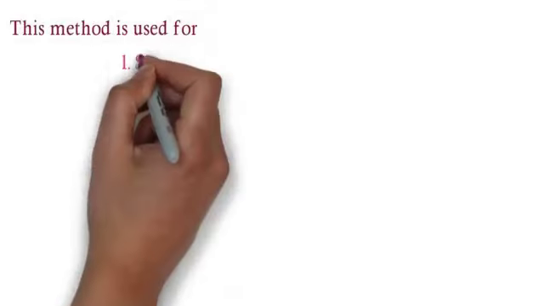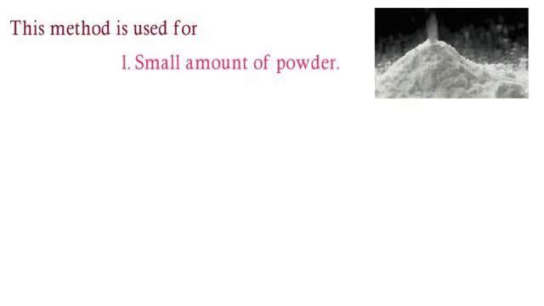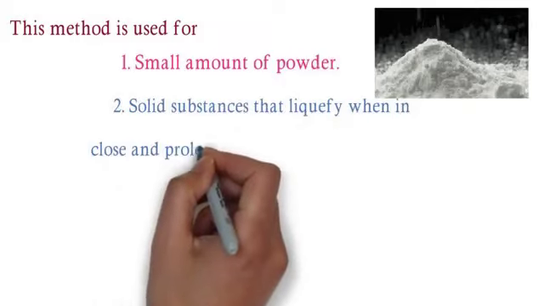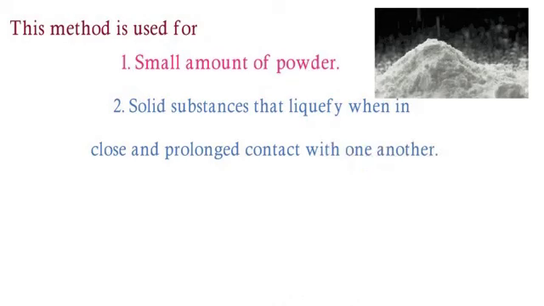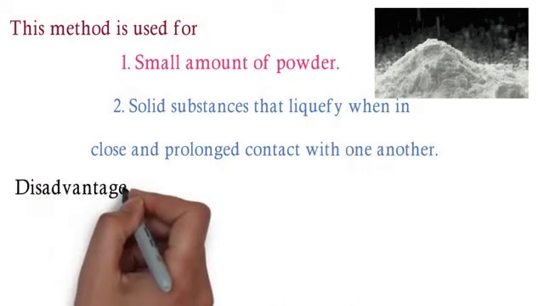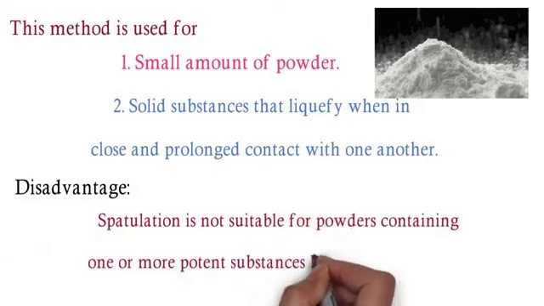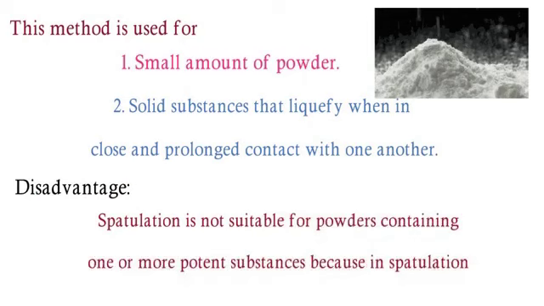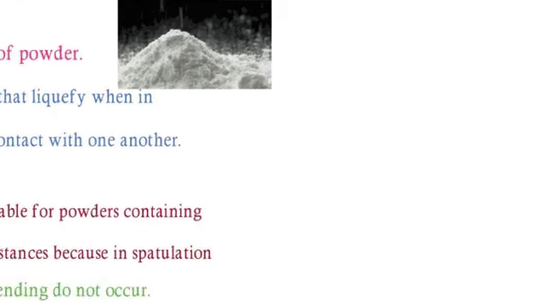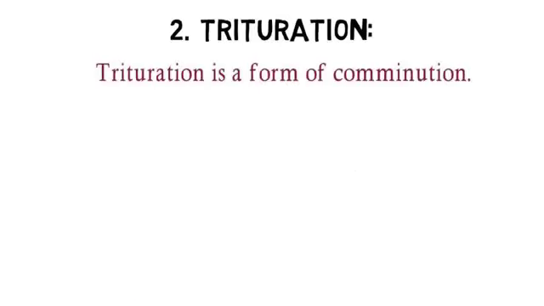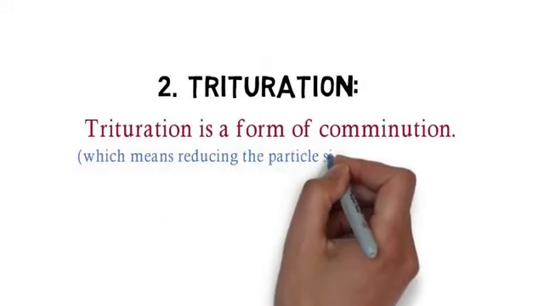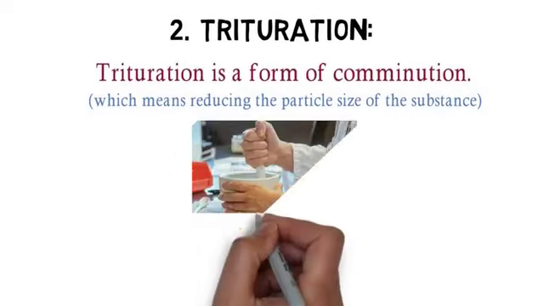This method is used for 1. Small amount of powder; 2. Solid substances that liquefy when in close and prolonged contact with one another. Disadvantage: spatulation is not suitable for powders containing one or more potent substances, because in spatulation process, homogeneous blending does not occur.